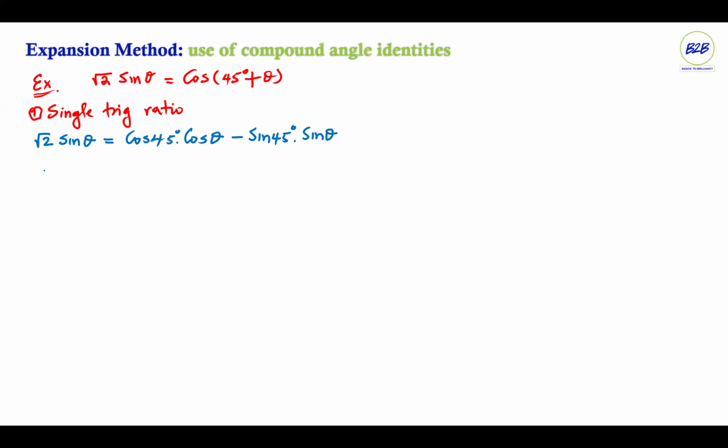Right? And then now we say root of 2. Remember, we want to strive for a single trigonometric ratio. At the moment, we still have sine and cos. So we say root 2 sine theta equals cos of 45 degrees, which is root 2 over 2, cos theta, and then sine of 45 degrees is root 2 over 2. That is a special angle. Sine of theta.